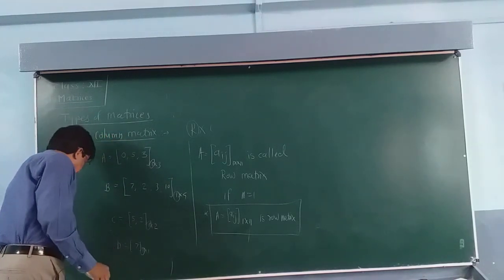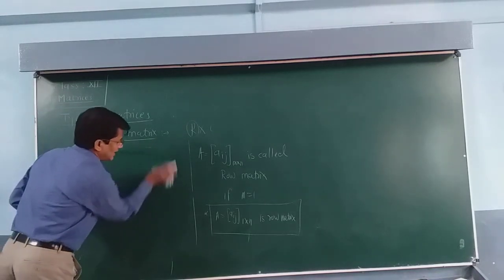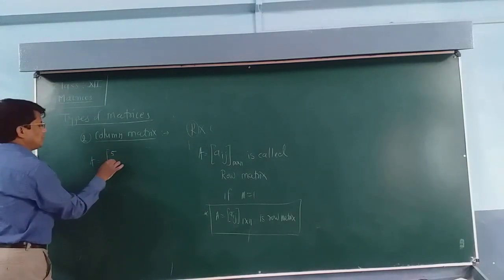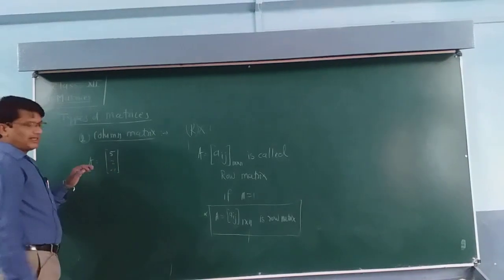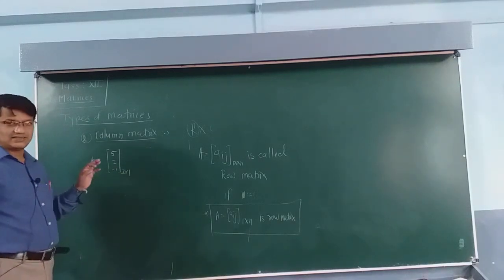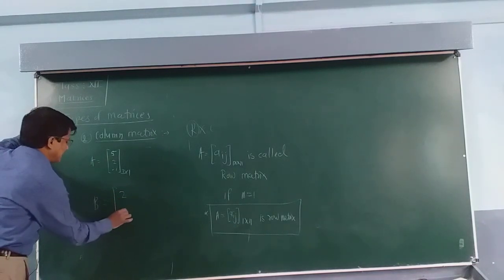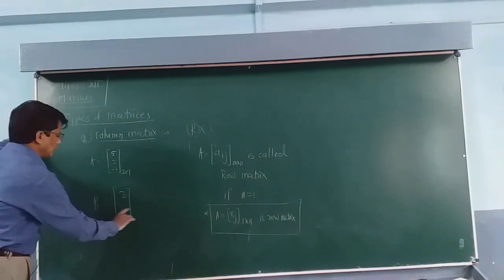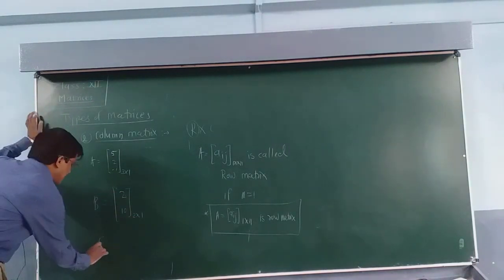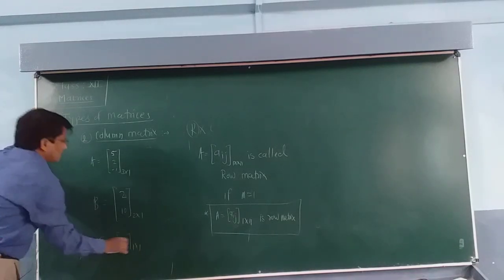Column matrix. Okay, for the column matrix, suppose a matrix is here 5, 2, minus 1. What is the order here? Rows are 1, 2, 3. So 3 rows and 1 column. Second matrix, B matrix. Suppose 2 and 10. How many rows? 2 rows and 1 column. Okay, here C matrix. Suppose only 5 here, order 1 by 1.